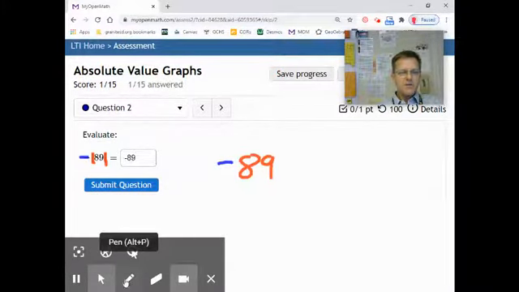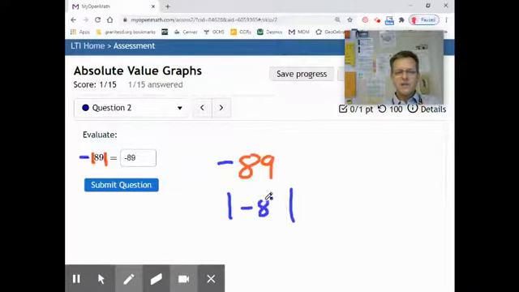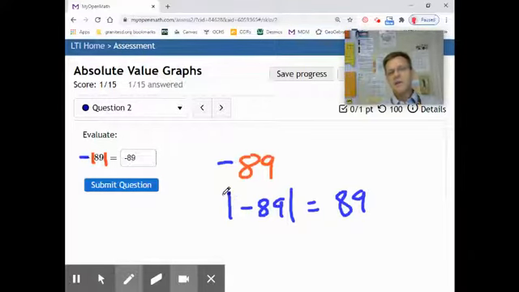Right? Now, how would this be different? Let's just think for a minute. What if this was the absolute value of negative 89, right? The absolute value of negative 89. That would be positive 89, because the negative would get taken away, because the negative is inside the bars that say make everything positive, right? The bars say make everything inside the bars positive. But here, the negative is not inside the bars. The negative is outside the bars, so the negative is not affected. The negative is still there.